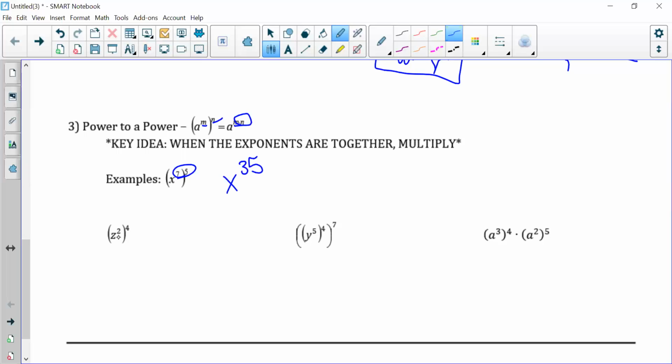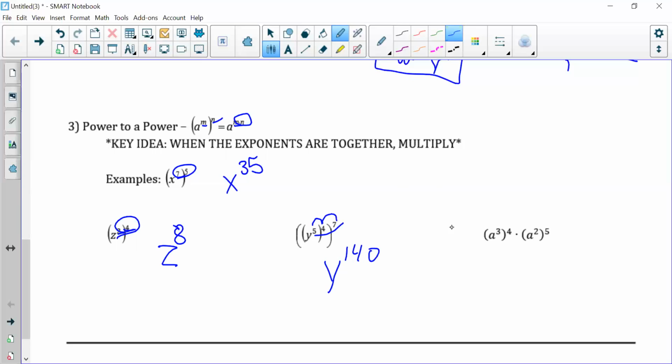All right, same thing here. 2 times 4 is 8. So it's z to the 8th power. Oh no, we have 3. Okay, doesn't change your rules. Same concept. So 5 times 4 is 20. 20 times 7 is 140. So this becomes y to the 140th power.